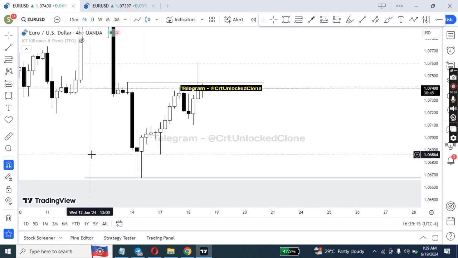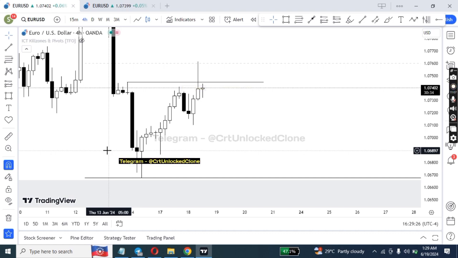we all know that there are 6 4-hour candles in a daily candle, right? And our job as a trader is to select and find a CRT on the 4-hour, and then frame a trade idea off of that CRT on the 15-minute.